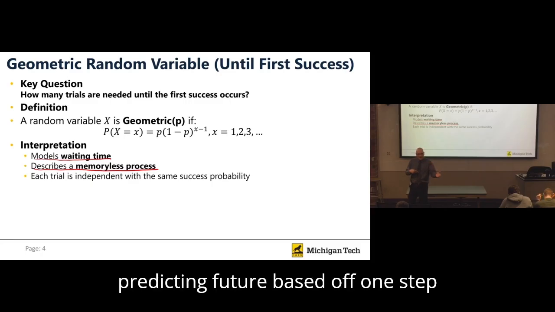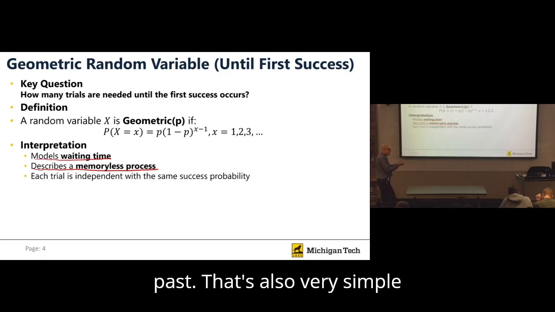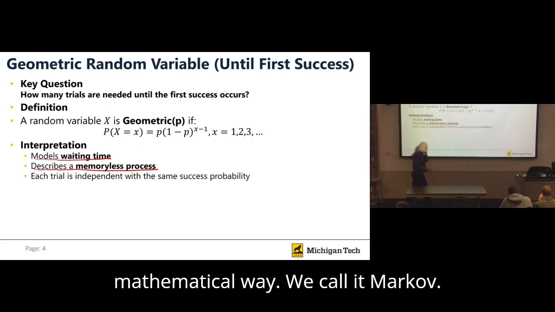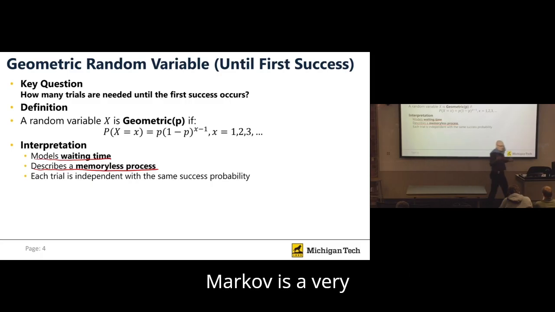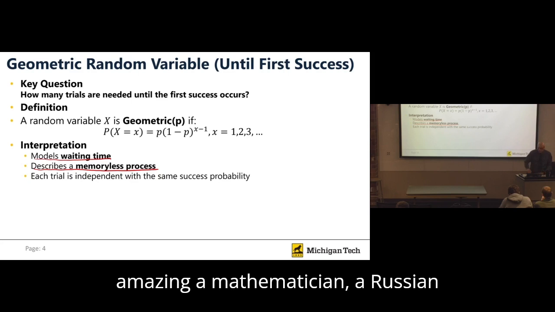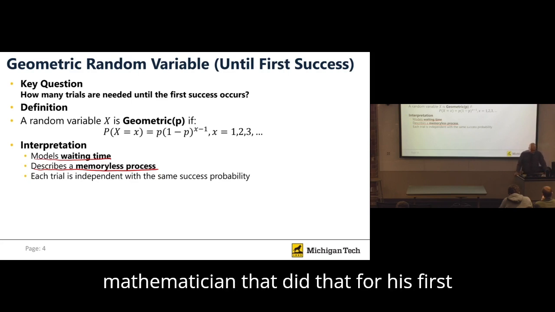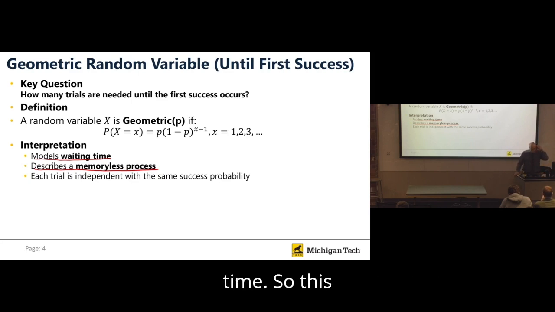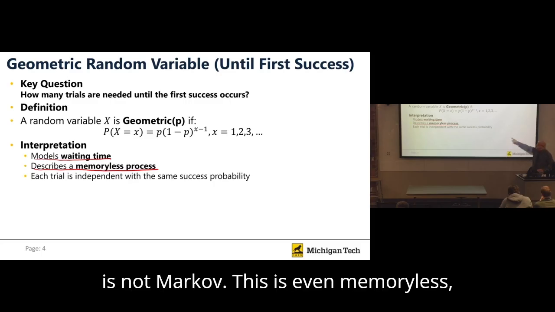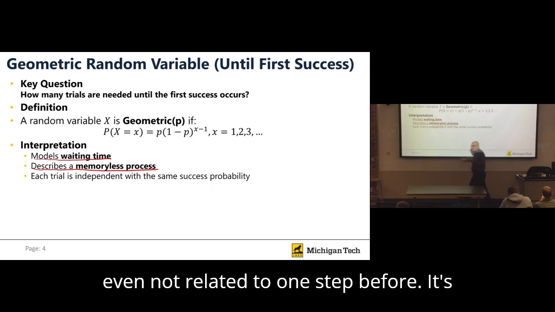You are predicting the future based off one step past. That's also a very simple mathematical way. We call it Markov. Markov was a very amazing Russian mathematician who did that for the first time. So this is not Markov. This is even memoryless, not even related to one step before.